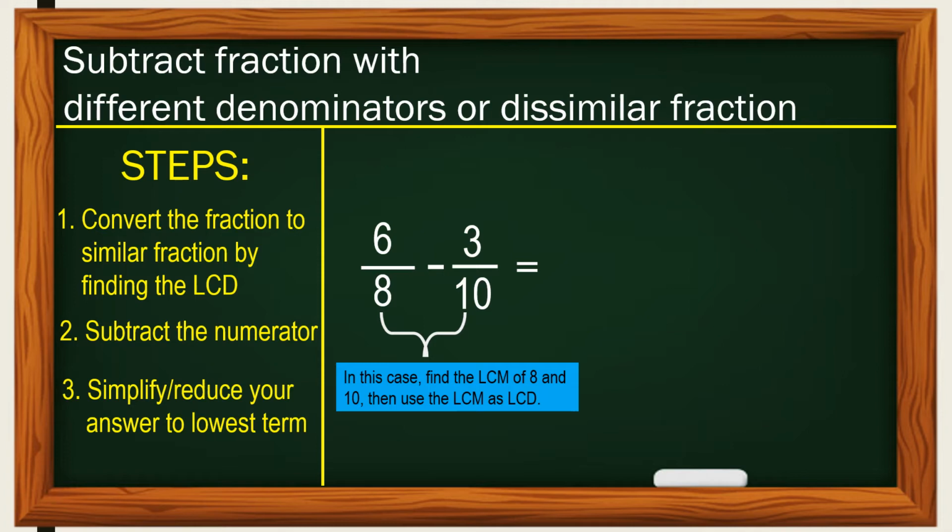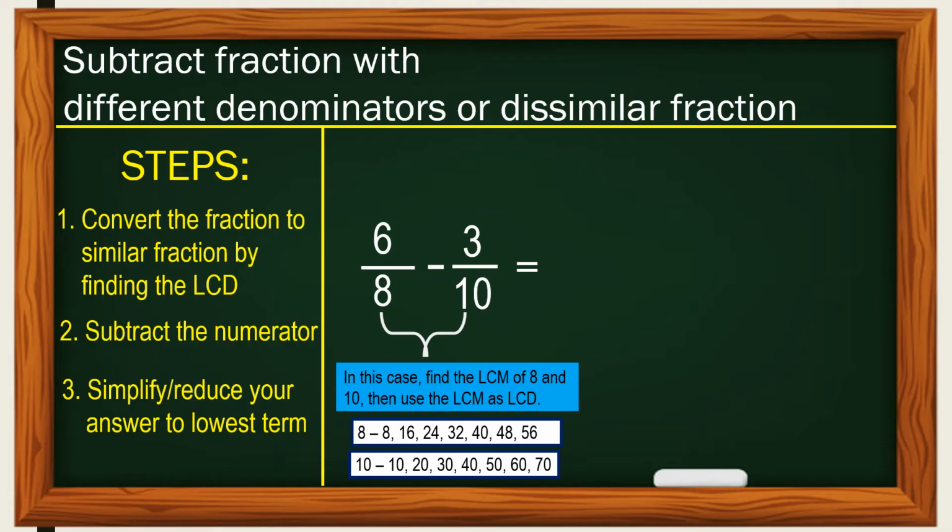So iba to dun sa unang ibinigay ko kanina. So iba't ibang case kasi siya. So let us find the LCM, of course. So what are the multiples of 8? We have 8, 16, 24, 32, 40, 48, and 56. The multiples of 10, so we have 10, 20, 30, 40, 50, 60, 70. And then the least common multiple of 8 and 10 is 40.